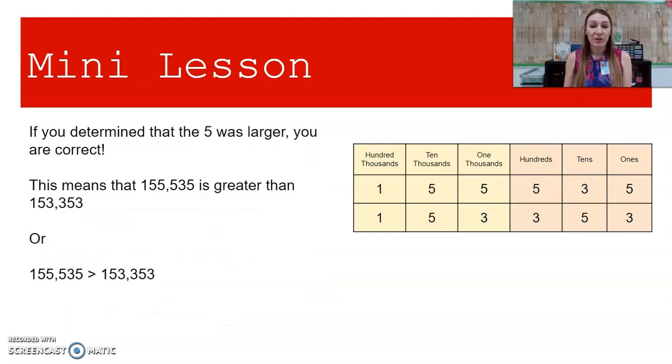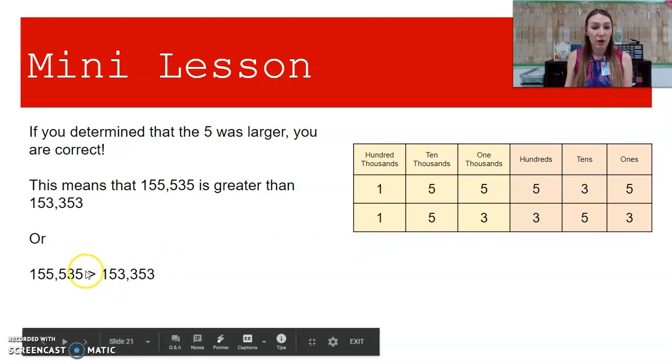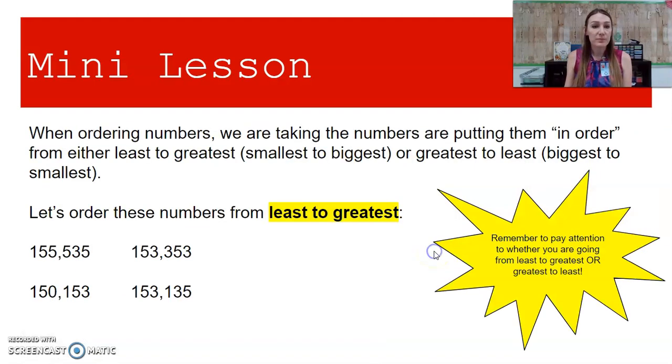So if you determined that the 5 was larger, you're correct. This means that 155,535 is greater than 153,353. And we would use our greater than symbol to indicate that relationship.